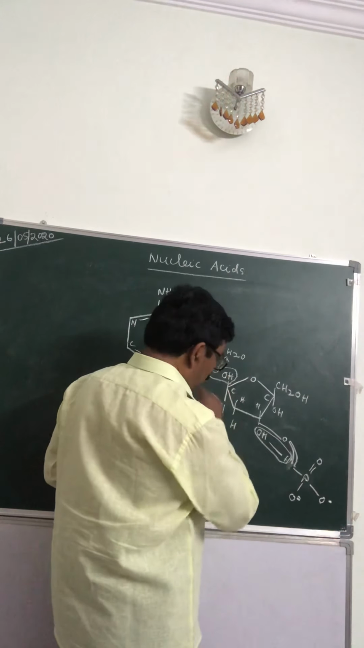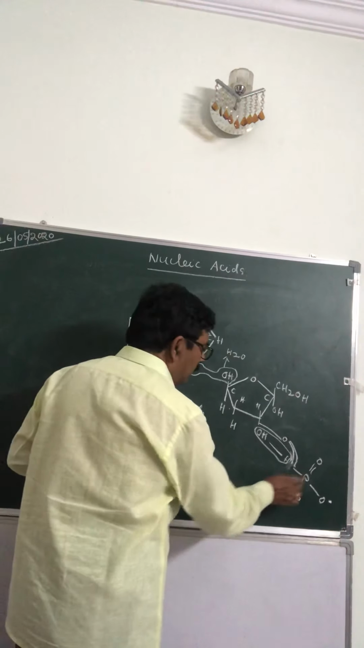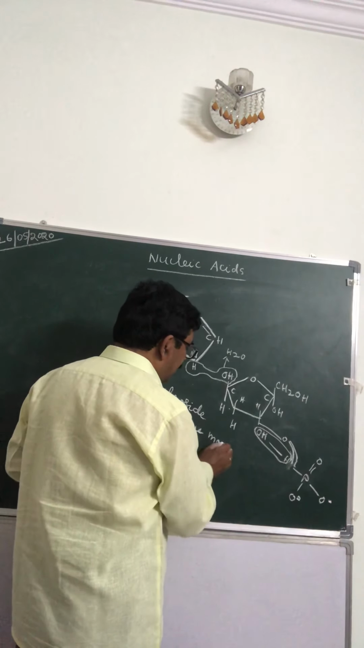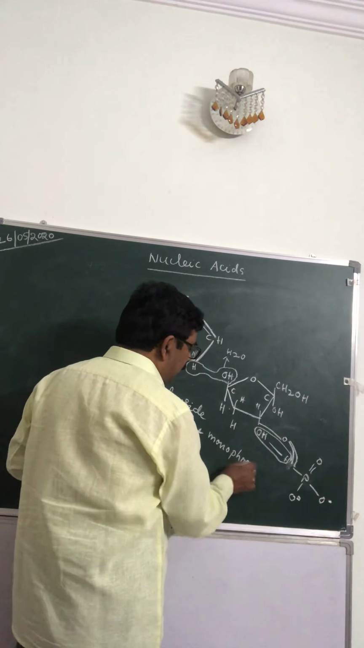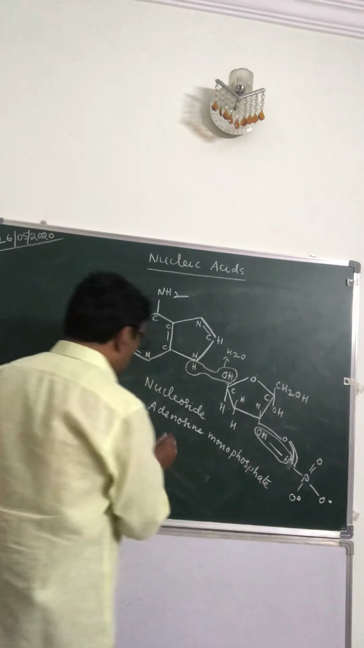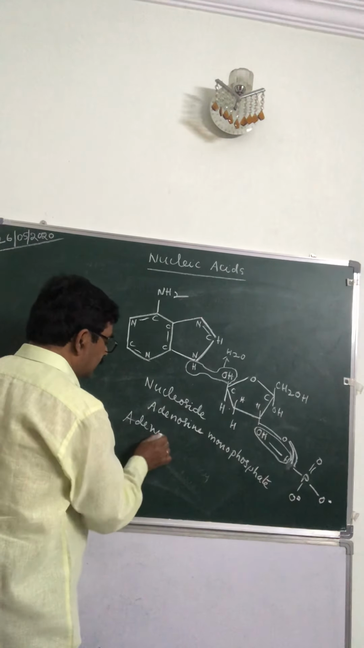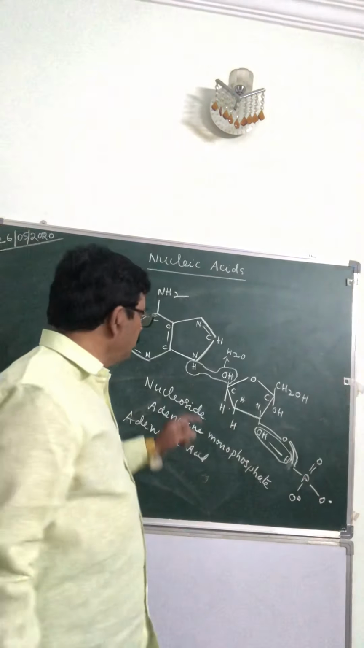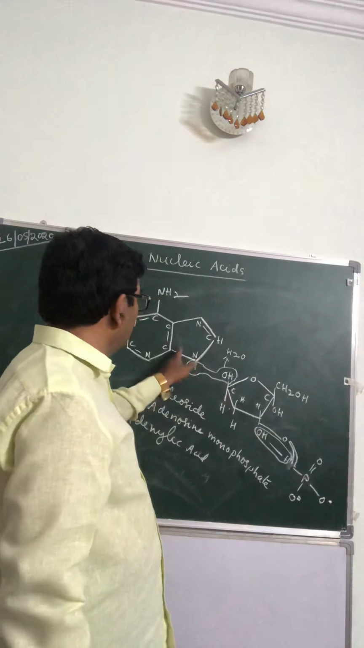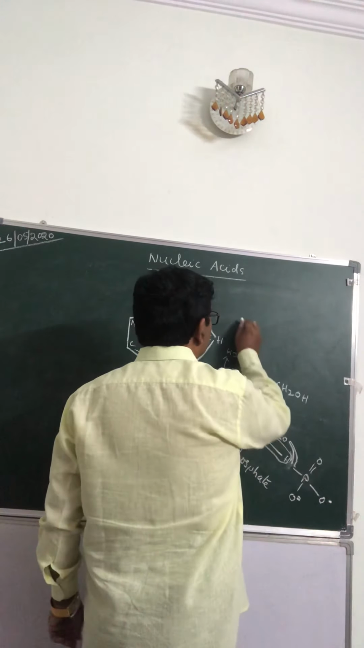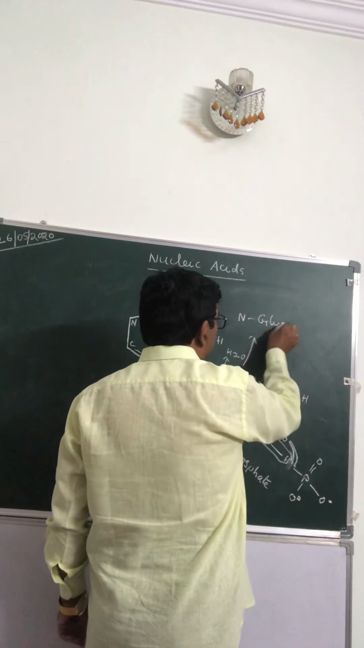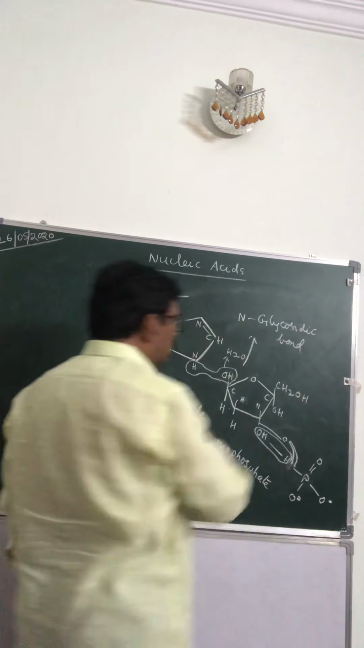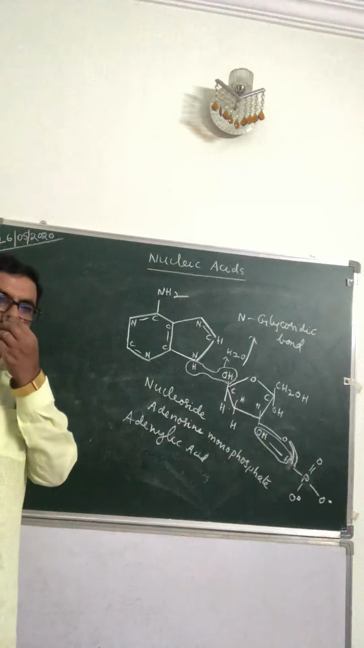So nitrogen base plus sugar and phosphate is called adenosine monophosphate, or adenylic acid. And remember, the bond formed between the sugar and nitrogen base is known as the N-glycosidic bond.